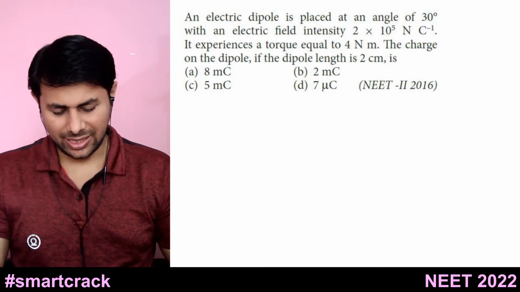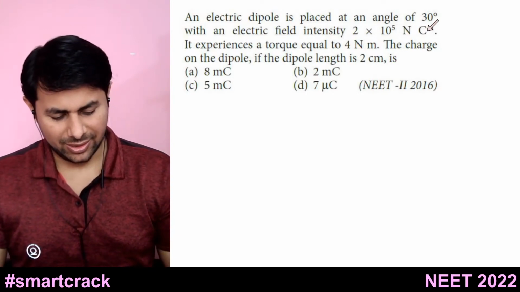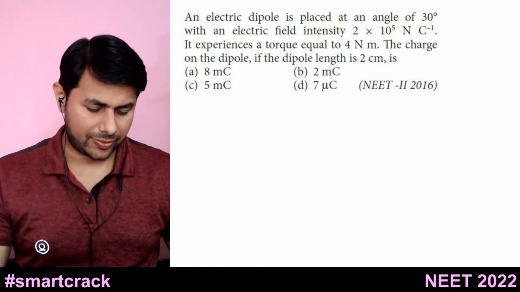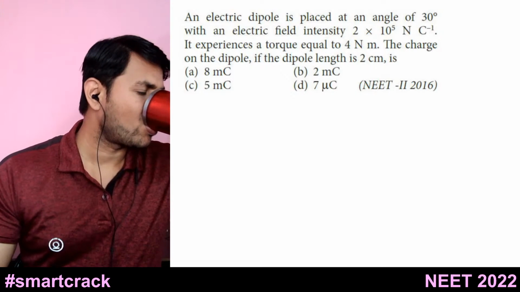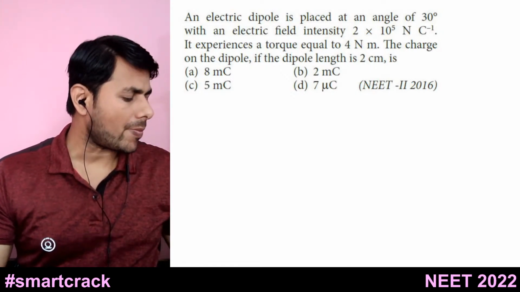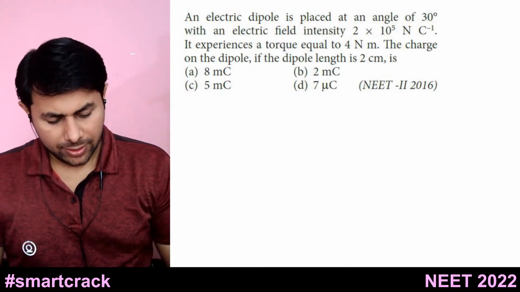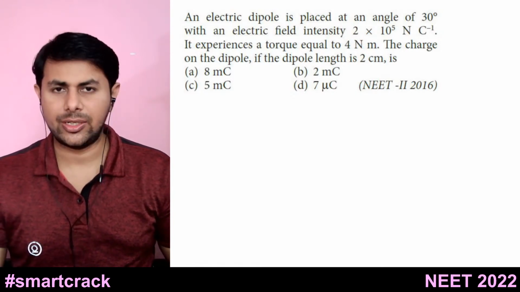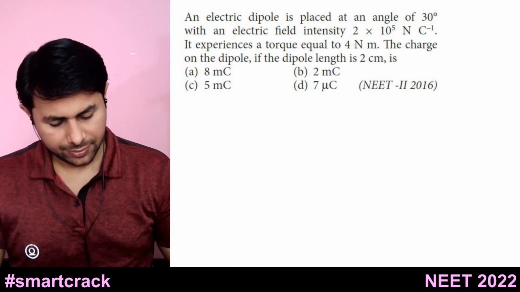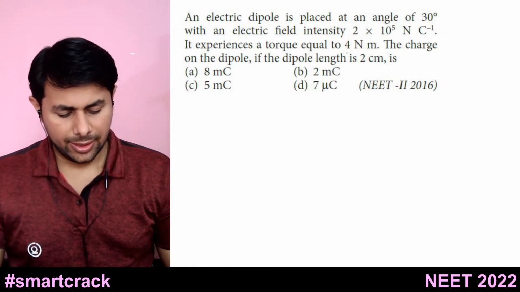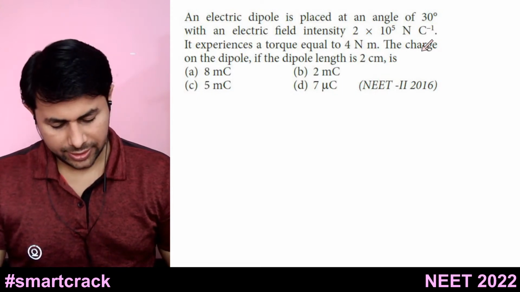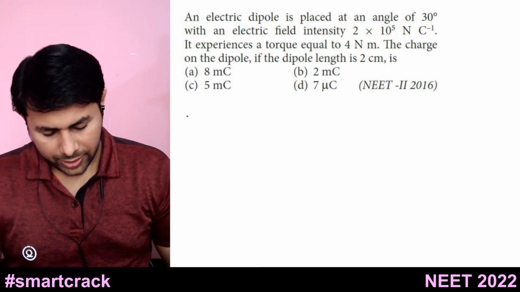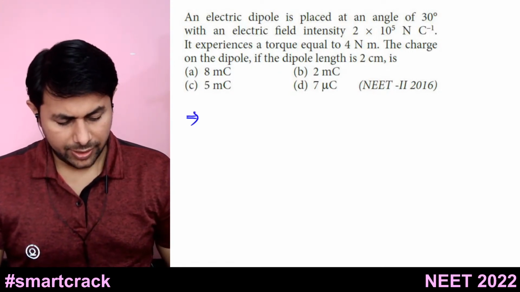The next problem is: an electric dipole is placed at an angle of 30 degrees with an electric field intensity of 2 into 10 raised to 5 newton per coulomb. It experiences a torque equal to 4 newton meters. The charge on the dipole, if the dipole length is 2 centimeters, is... So this should be simple.